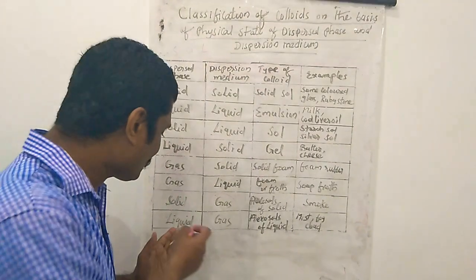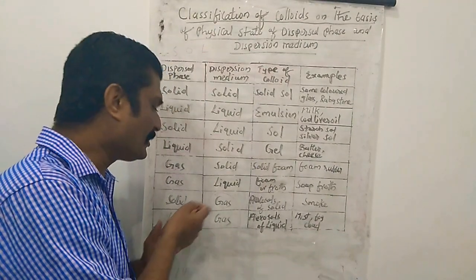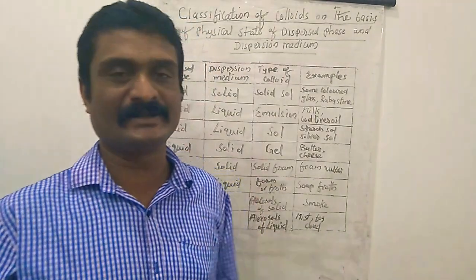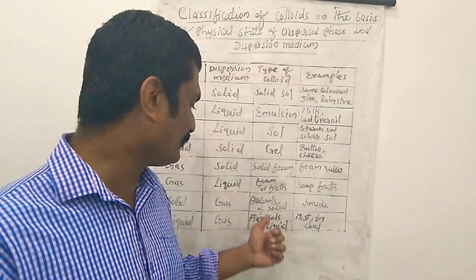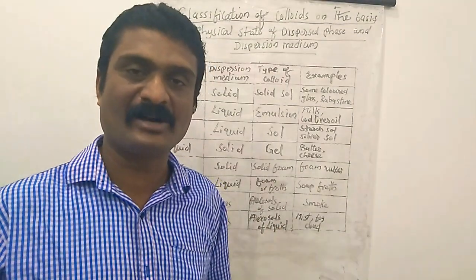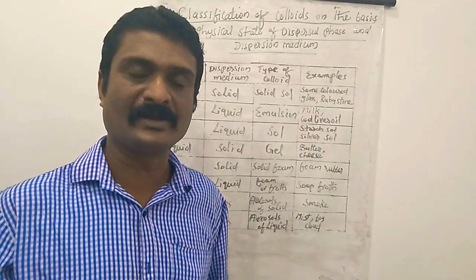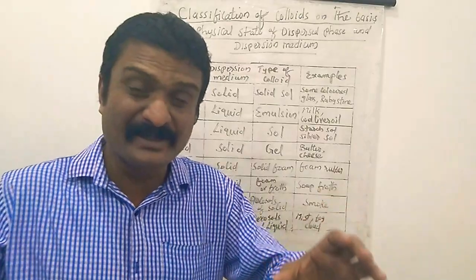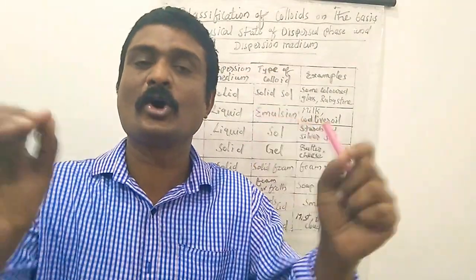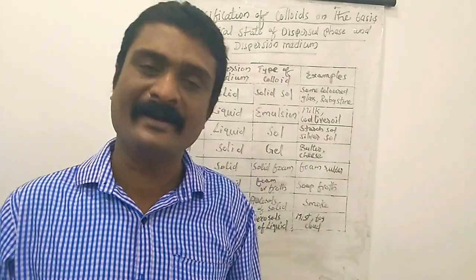And when we disperse liquid colloidal particles in gas, the type is called aerosol of liquid. Okay, the best example, mist, fog or cloud. It is formed by dispersing colloidal water droplets in air.